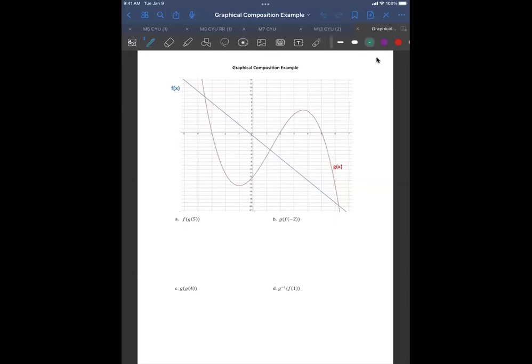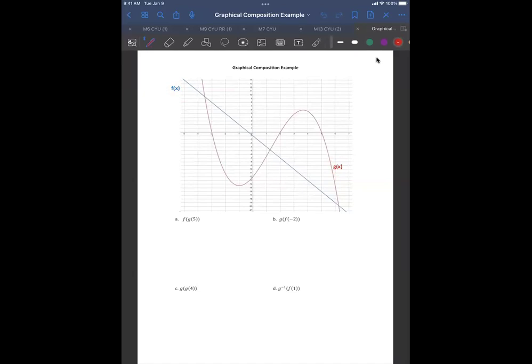Okay, let's take a look at a composition involving a graph. So what we have is a graph, and on that graph are actually two different functions. We have the red function, his name is g of x, and then we have the blue function, her name is f of x. And then using those two functions, we have four questions down here that we are going to answer. Okay, so the first one says f of g of 5.